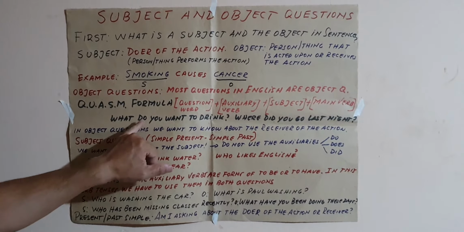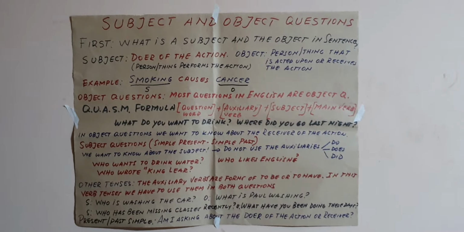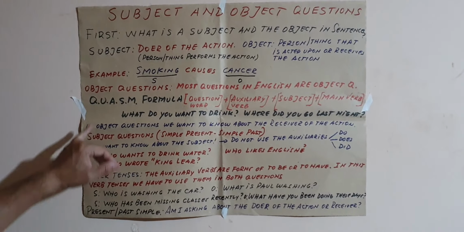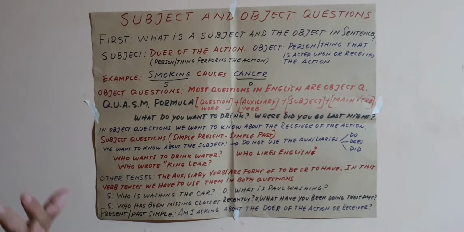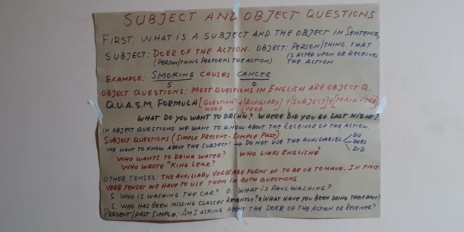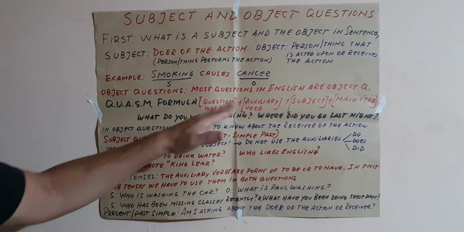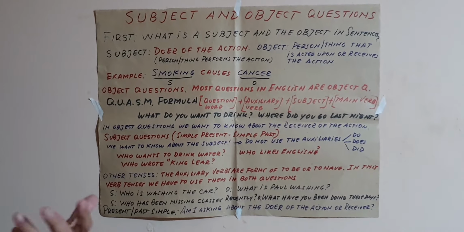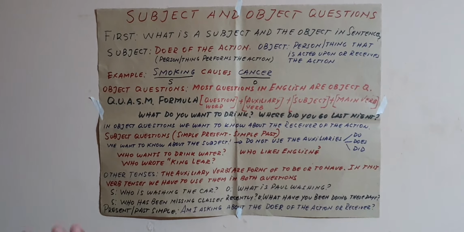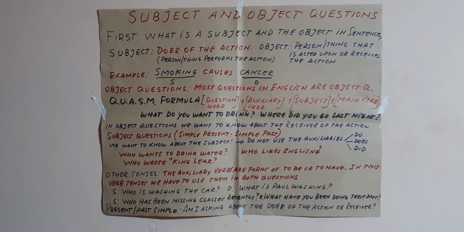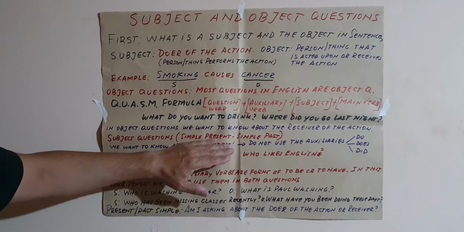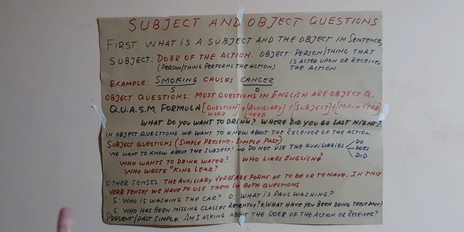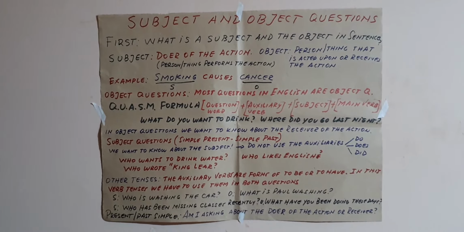Of course, in the present or in the past, what we need is the auxiliary verb, in this case, do or did. In object questions, we want to know about the receiver of the action. For example, what do you want to drink? Well, I want some juice. So, the question is about the object and not the subject. But in subject questions, we are going to deal just with simple present and simple past, and I will explain later why the other verb tenses are not included.